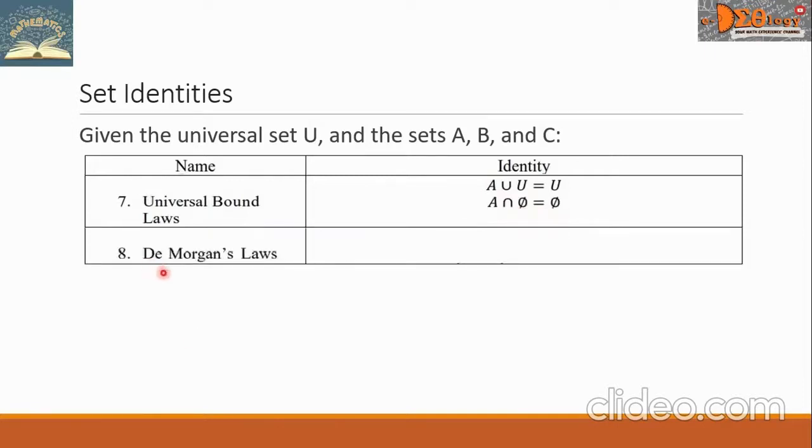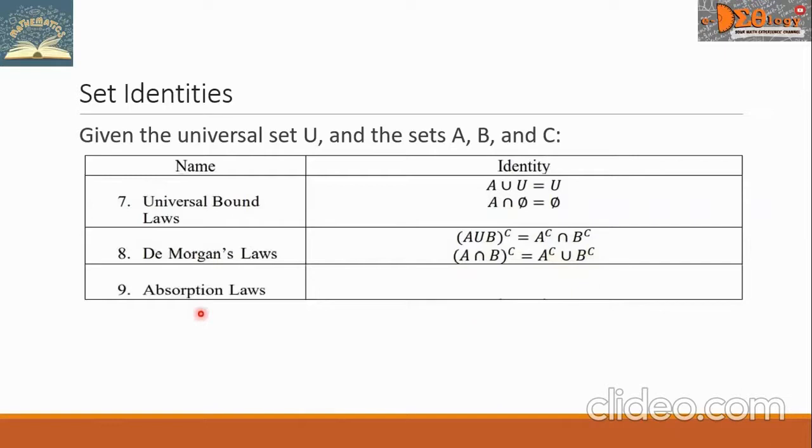Number 8 is De Morgan's laws. The complement of (A ∪ B) equals the complement of A ∩ the complement of B. The complement of (A ∩ B) equals the complement of A ∪ the complement of B.